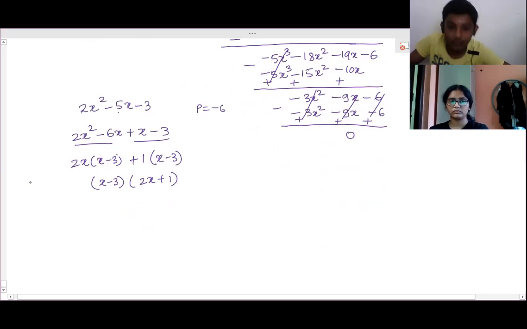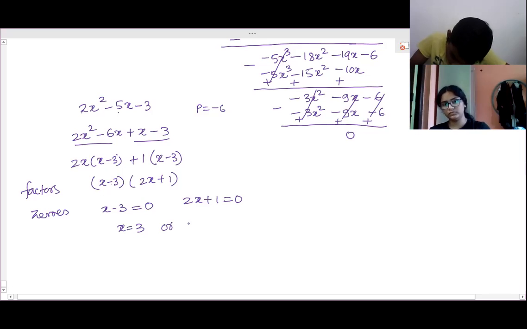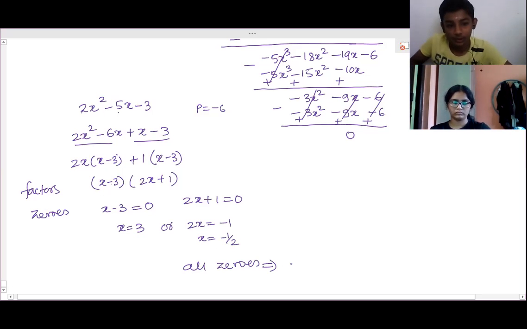Now these are the factors. From this you have to calculate zeros. So for zeros you have to equate both the brackets to 0. x minus 3 is equal to 0 and 2x plus 1 equal to 0. So the value of x is 3, or 2x is equal to minus 1, x is equal to minus 1 by 2. So you'll get all the zeros. At the end you have to write all the zeros, otherwise you will lose half marks. Minus 2, minus 1, this is given. These are the zeros which are given. And what you got are 3 and minus 1 by 2.